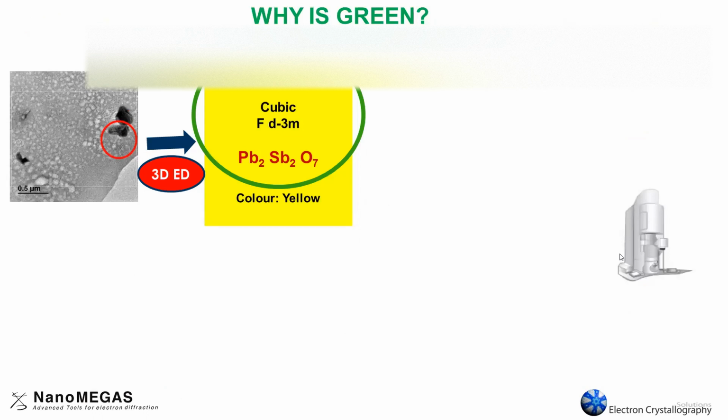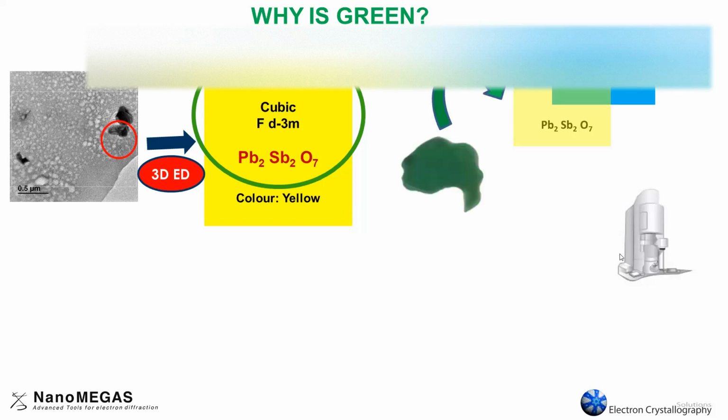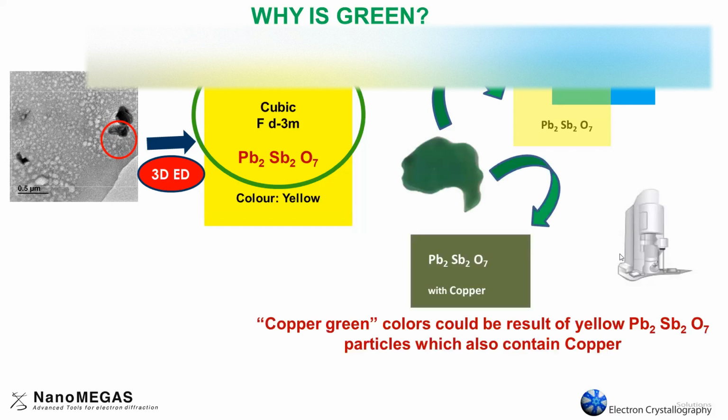But now we know the structural information of the precipitate phase, but why is this particular mosaic glass green? As we know, lead antimonate is of yellow color. There could be two possible explanations. From the chemical analysis, cobalt was detected, as you have seen in my last two slides. The combination of blue cobalt with the yellow pigment is possibly one of the reasons for the green color of the glass.